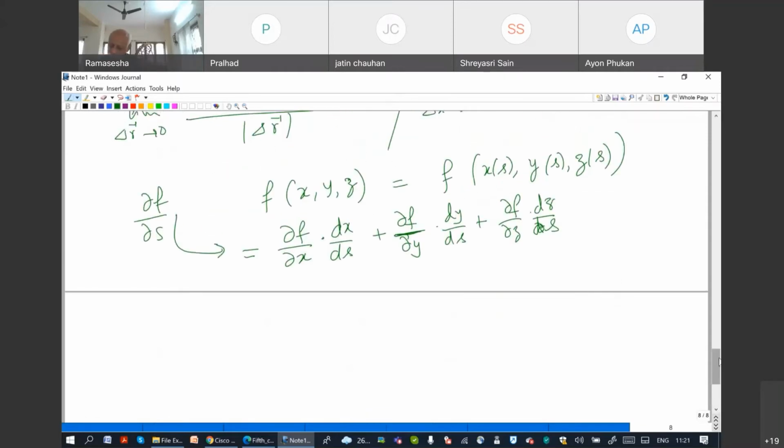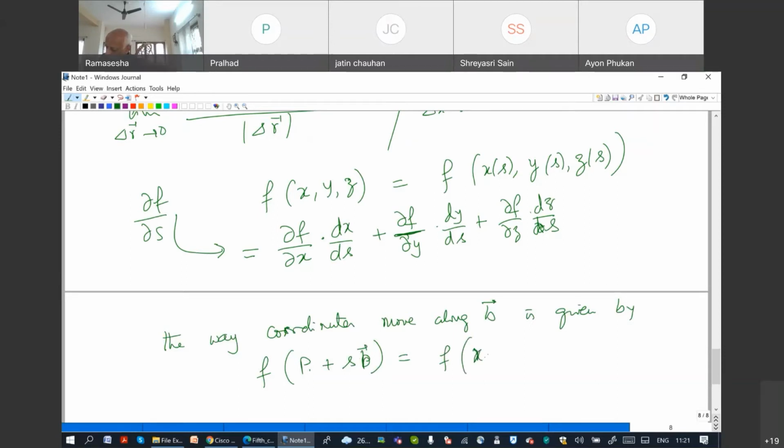Sir, how did x, y, and z become functions of s? Because when I want to define the direction, the way the coordinates move along B is given by f of P, point P plus s times B. That's equal to f of xp plus sx, comma, yp plus sy, comma, zp plus sz. That's how the points move along the line, right?